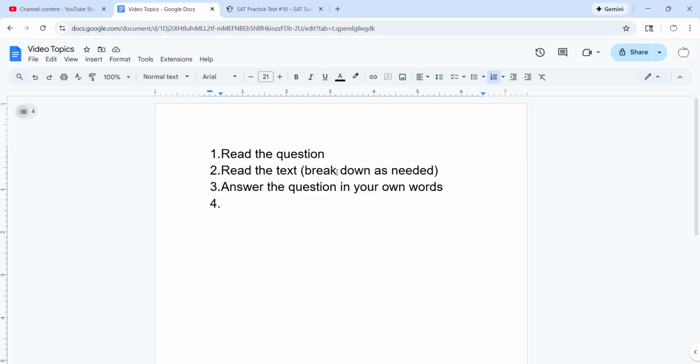What I was initially going to say was, if you have made it through a reading and writing problem, and you've done step 1, step 2, and step 3, you have already put in 90% of the effort you need to for this problem. Because you understand it, you have an idea of what you're looking for, or you have your own answer, or your own idea of what the right answer should be. And now all you have to do is pick the right answer choice.